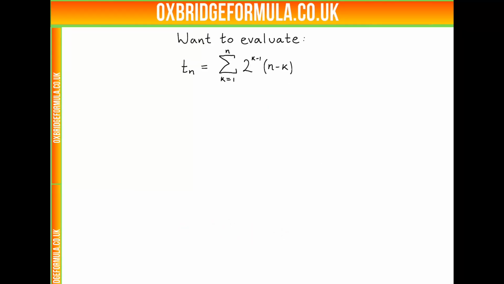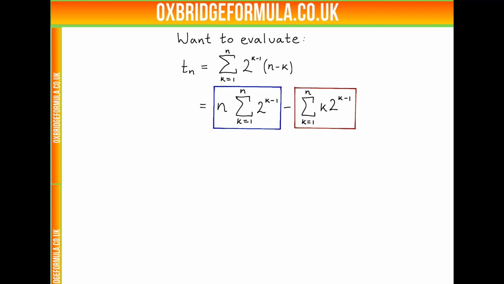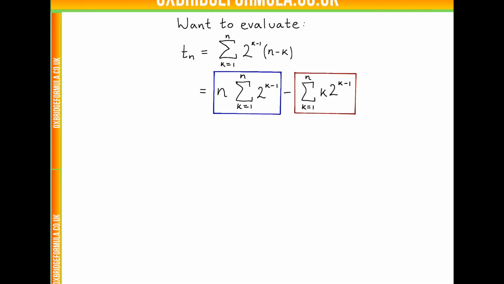So how can we begin to evaluate this sum? First, I think it might be a good idea to separate these two terms, since n is just a constant and k is not. So we can split this sum into these two distinct parts. Let's consider each of these sums separately, and then subtract them at the end. Do you recognise the form of the first one? Is it something we can deal with easily? Let's think about the first one separately.